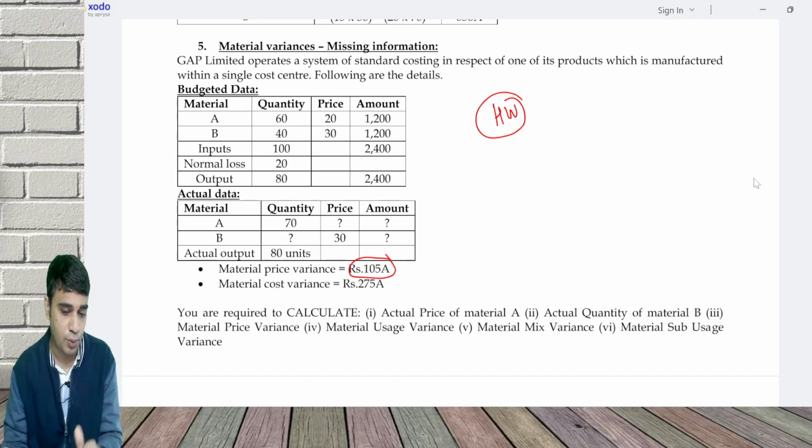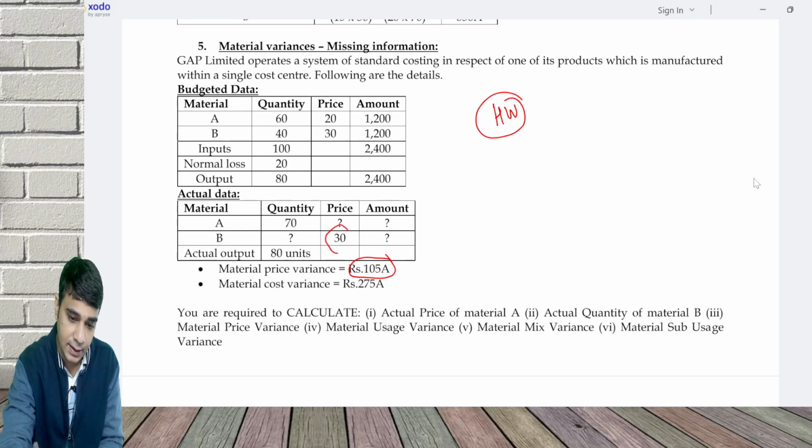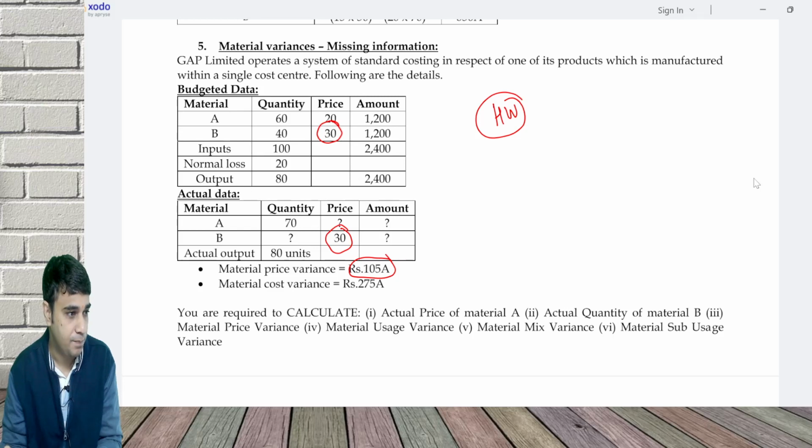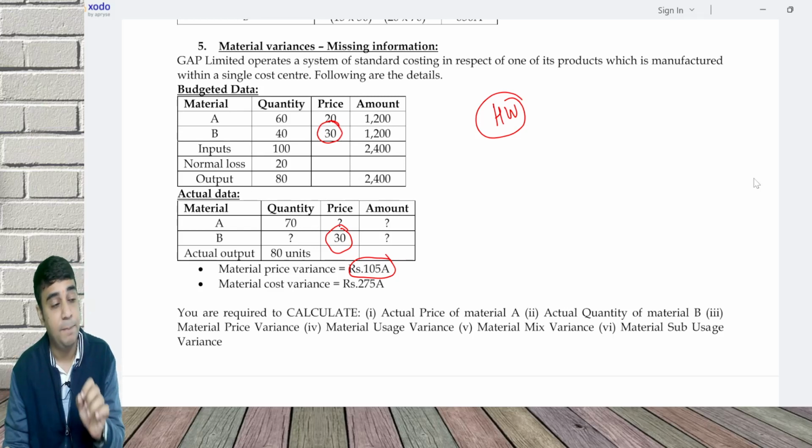But when you solve the question, if you see here, for material B, actual price and standard price are both the same, which means the material price variance of material B will be 0. Why is it 0? Because both the SP and AP are the same. We don't know what the AQ is. The formula is SP into AQ minus AP into AQ. You don't have the AQ information, but it doesn't really matter because both are the same, 30.